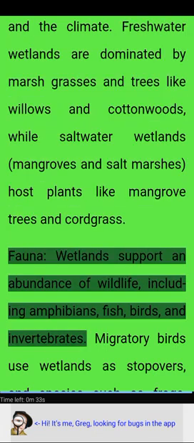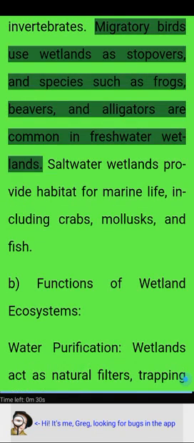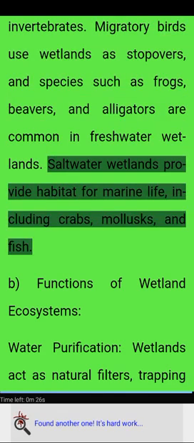Fauna: Wetlands support an abundance of wildlife, including amphibians, fish, birds, and invertebrates. Migratory birds use wetlands as stopovers, and species such as frogs, beavers, and alligators are common in freshwater wetlands. Saltwater wetlands provide habitat for marine life, including crabs, mollusks, and fish.